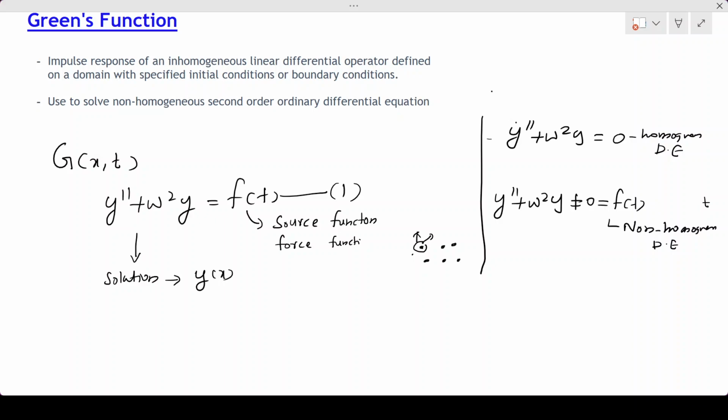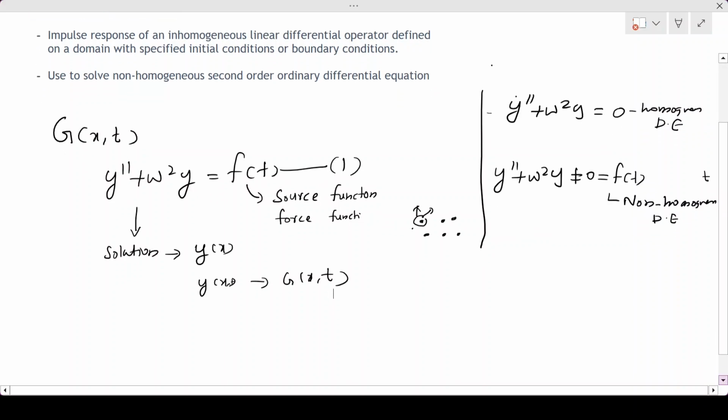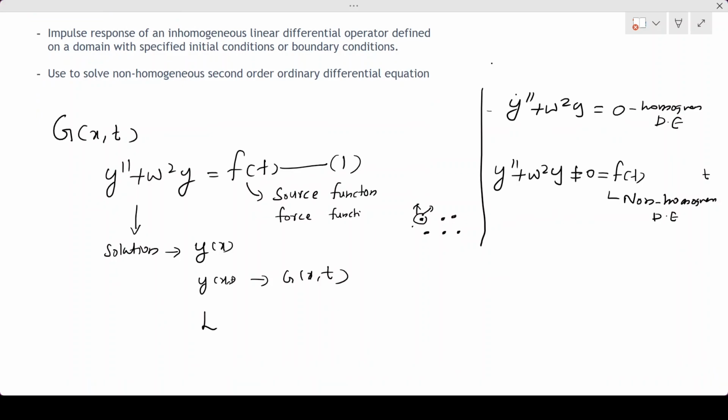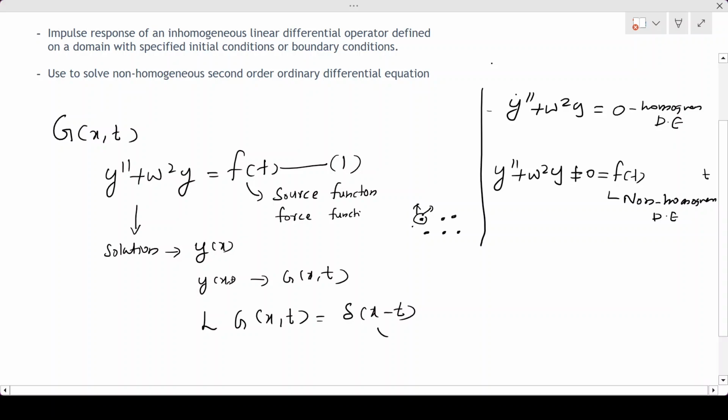Now if I replace y of x,t with g of x,t, where g of x,t, as I already said, is the Green's function representation, there is a property of a Green's function that L g of x,t is equal to delta of x minus t, where delta of x minus t is a Dirac delta function.